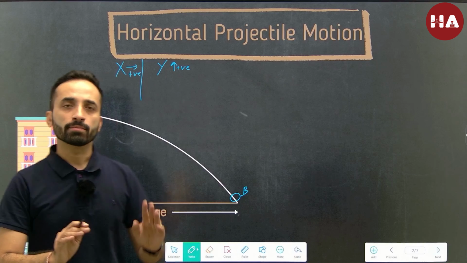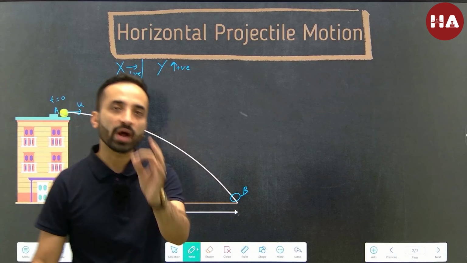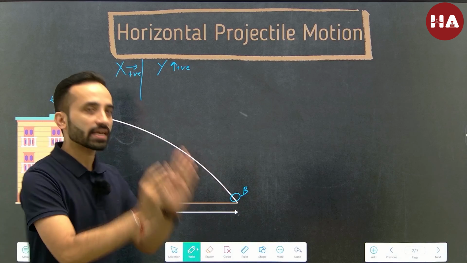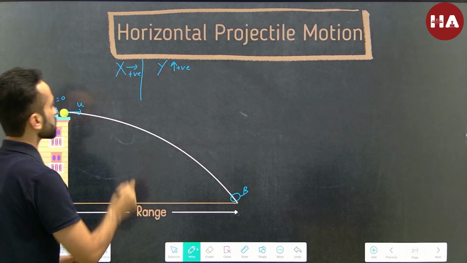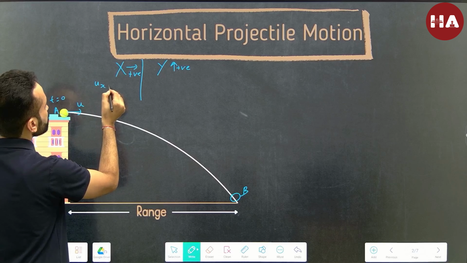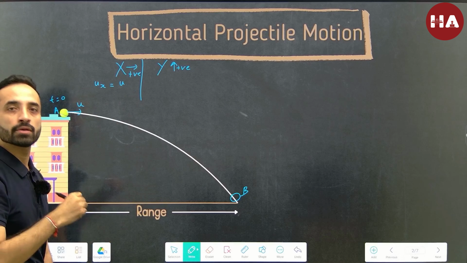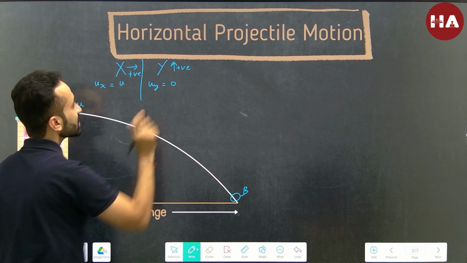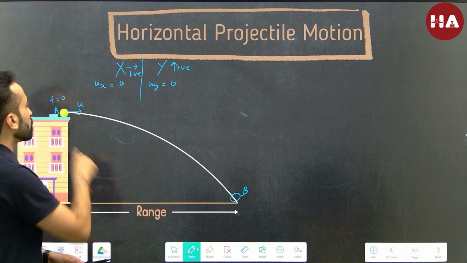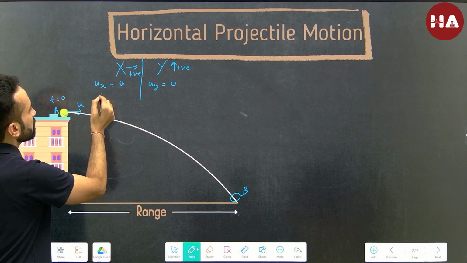Now, motion in two dimensions would be very easy for you if you maintain one discipline: at a time you have to analyze motion only in one direction. So for example, I may write that initial velocity in the x direction is going to be u, initial velocity in the y direction is going to be 0. Why? Because entirely we have projected this in the x direction.